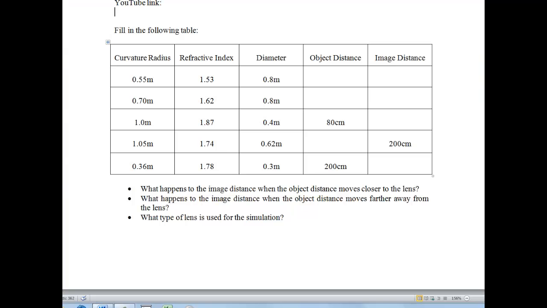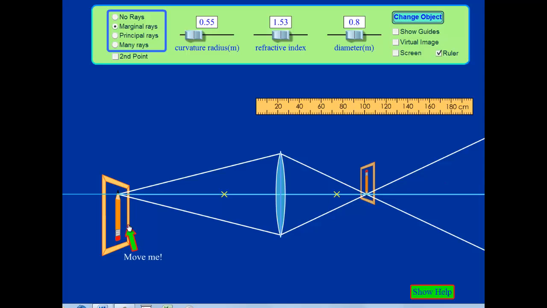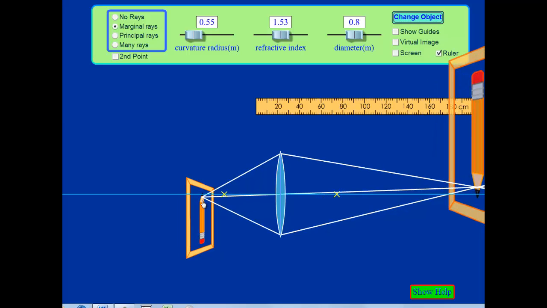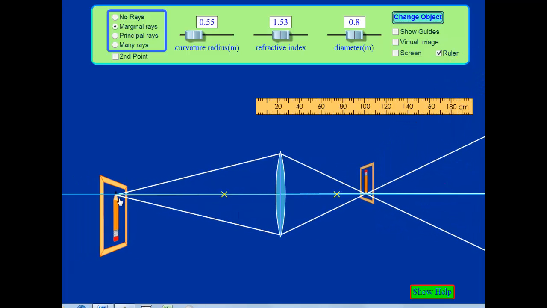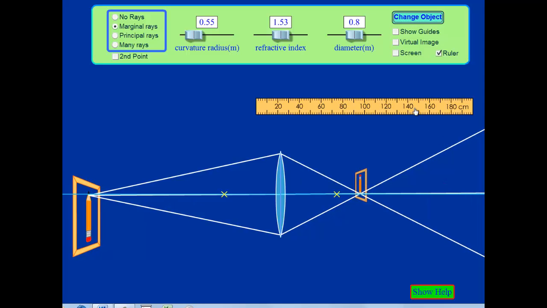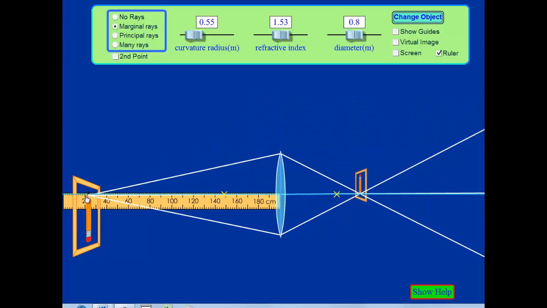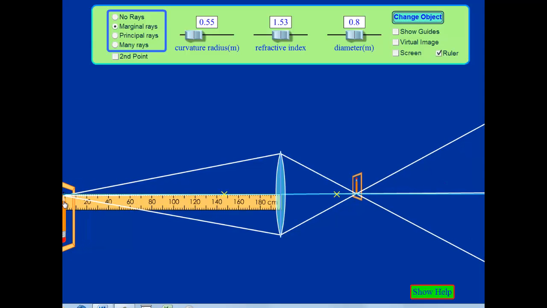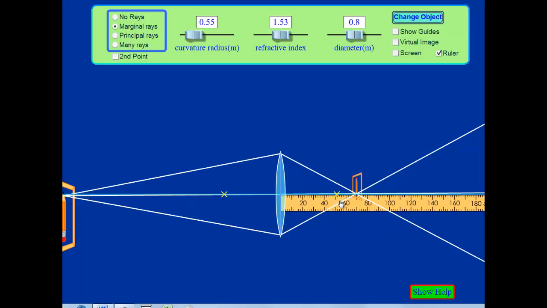If we were to look back at our table, we see that some variables are given while others are still missing. For this case, what we would do is grab this little move me icon, and either bring it closer to our lens or further away. So if I needed my object distance to be 200 centimeters, I would place my ruler next to my lens, and I would grab my object. This is how I would set a fixed object distance, and then I would solve for my unknown image distance.